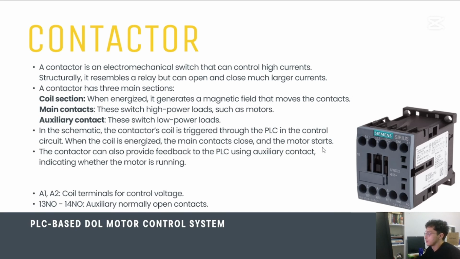In the schematic, the contactor's coil is triggered through the PLC in the control circuit. When the coil is energized, the main contacts close and the motor starts. The contactor can also provide feedback to the PLC using the auxiliary contact, indicating whether the motor is running.